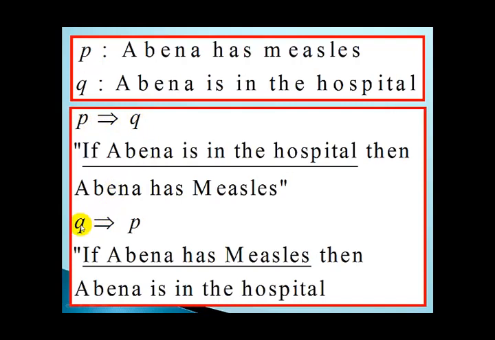But Q implies P means that P is true only if Q is true. Statement P says Abena has measles. So Q implies P can be written as if Abena has measles, then Abena is in the hospital. Take note that P implies Q is written as if Abena is in the hospital, then Abena has measles. That is, we consider the Q first. Now Q implies P can be written as if Abena has measles, then Abena is in the hospital.